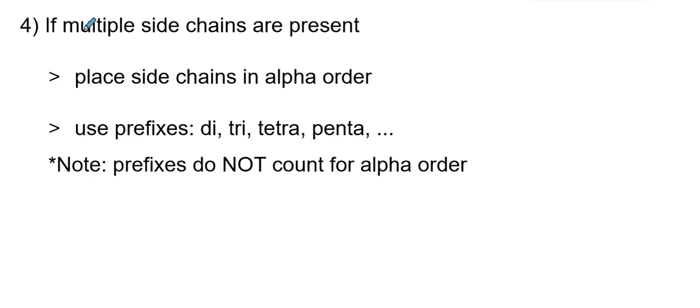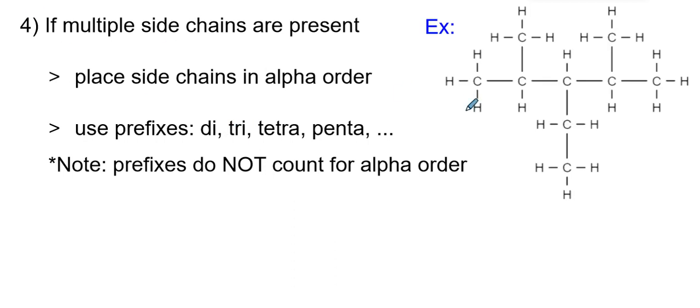One thing to note here is that the prefixes do not count towards the alpha order. So if there was 2 methyls, it would be di, but that would still come after any type of ethyl group. So dimethyl comes after ethyl because E comes before M. Again, let's look at an example here. This example might seem pretty complex at first, and it is challenging. Let's work through it here together.